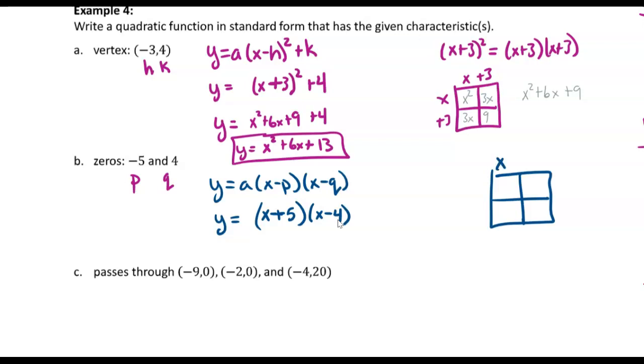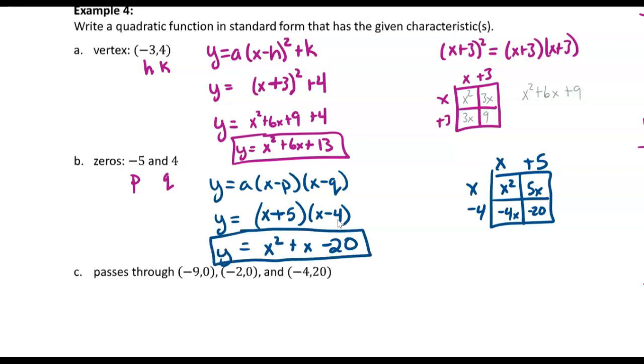So we're going to multiply x plus 5 times x minus 4: x squared, 5x, minus 4x, minus 20. And we get x squared, the 5x minus 4x is x, and then minus 20. So this is our answer in standard form.